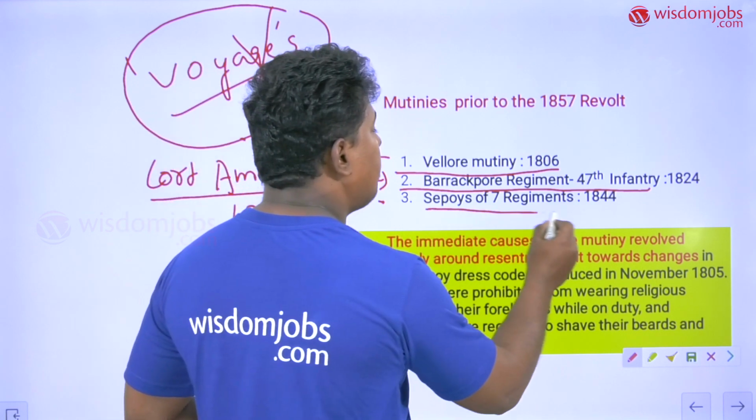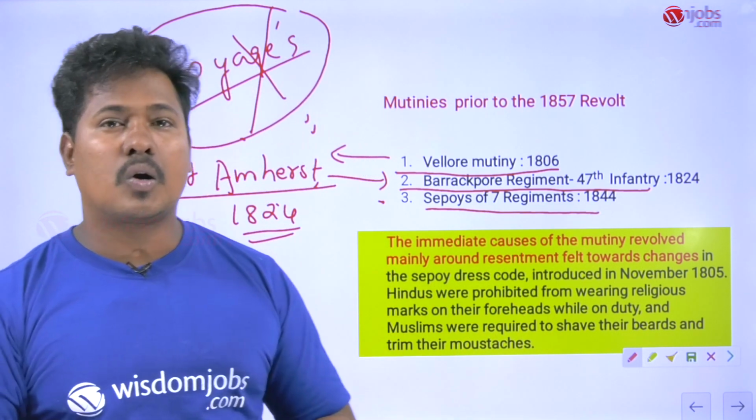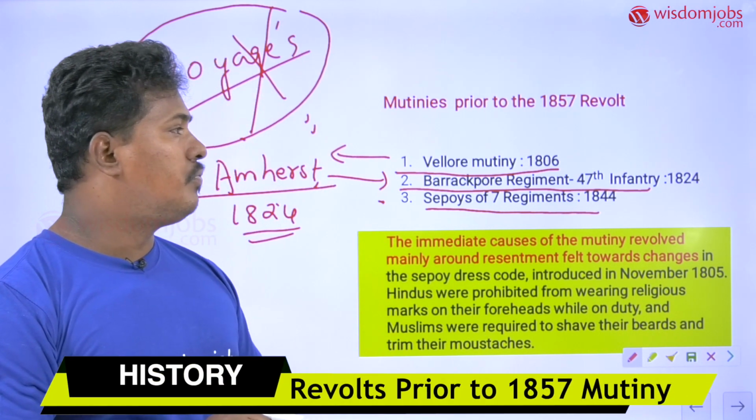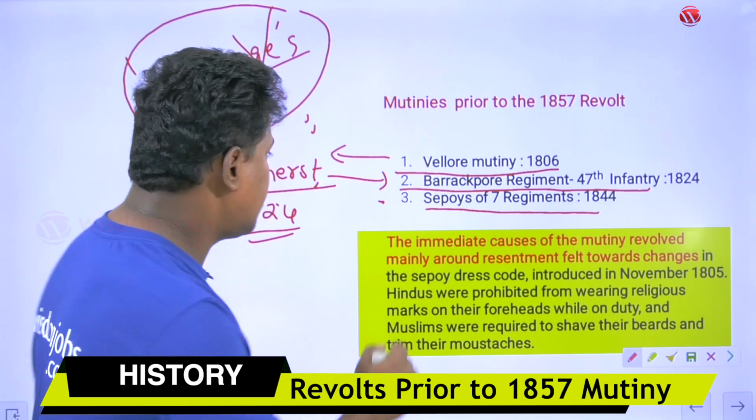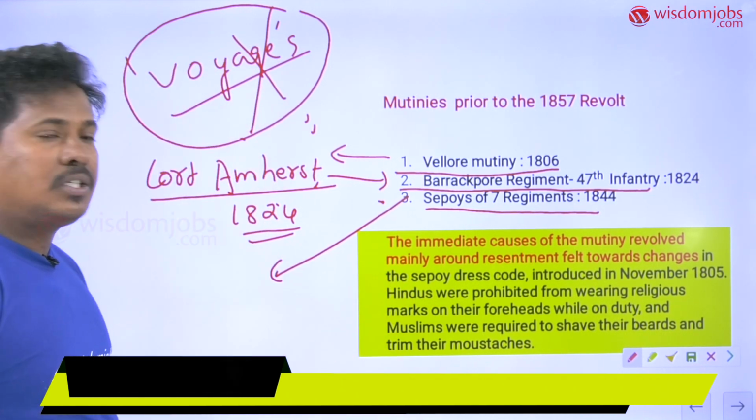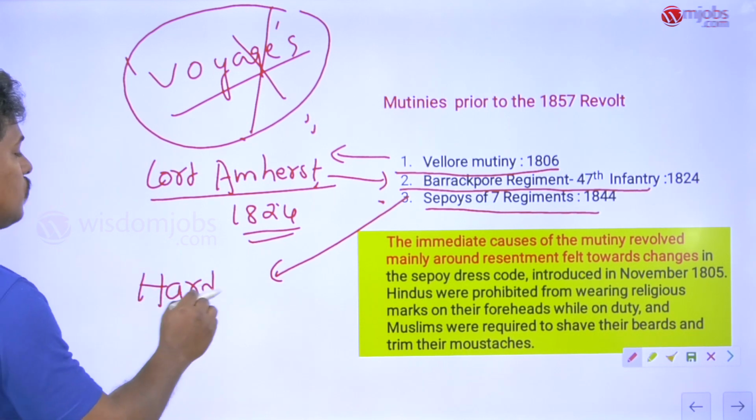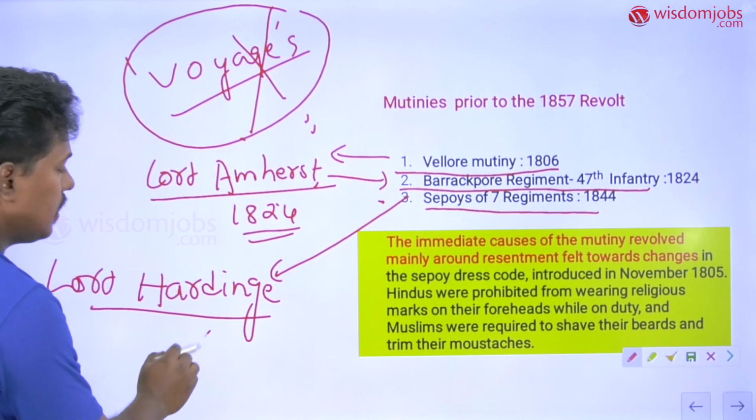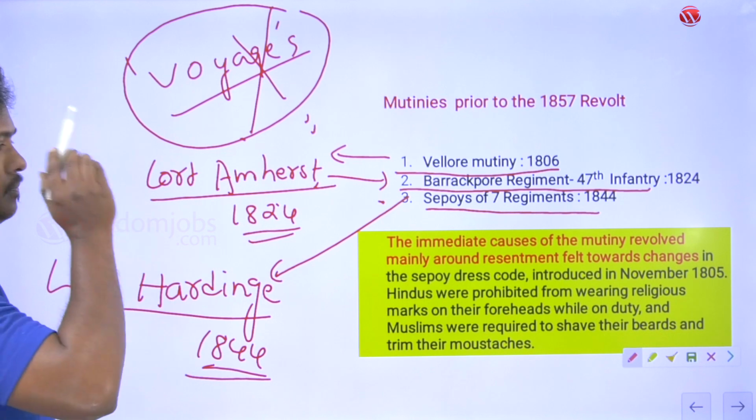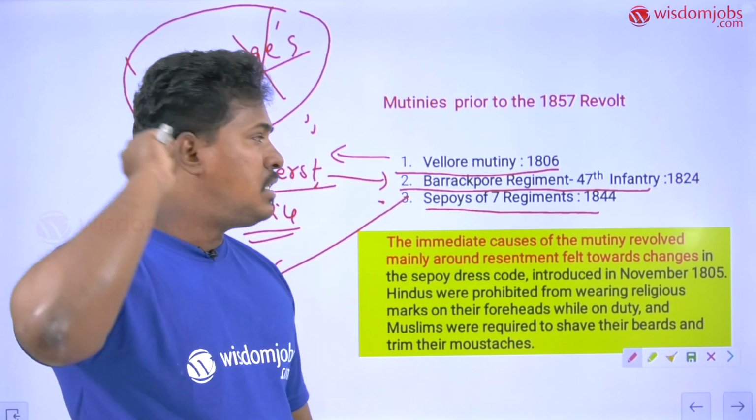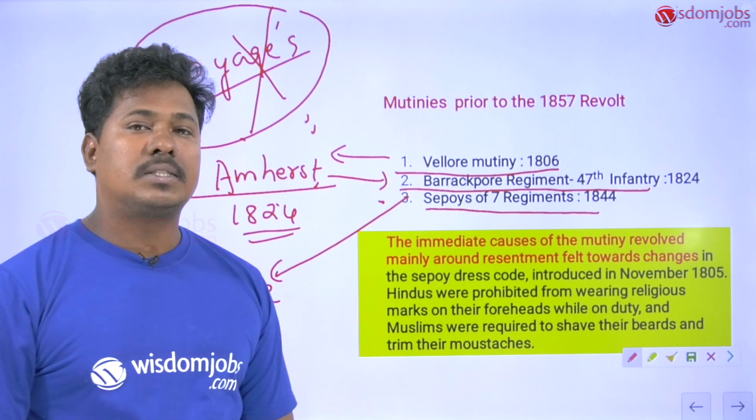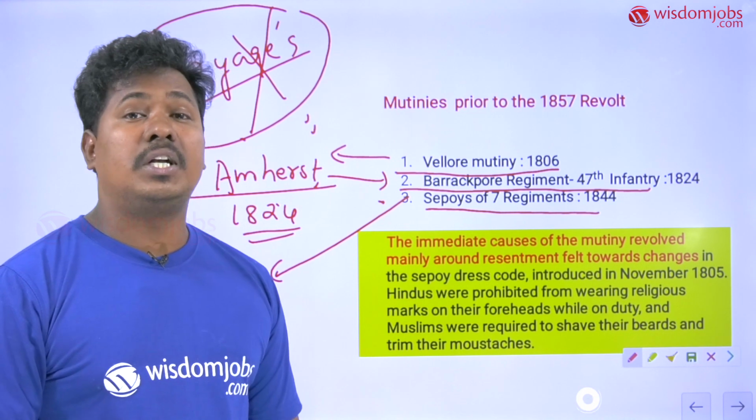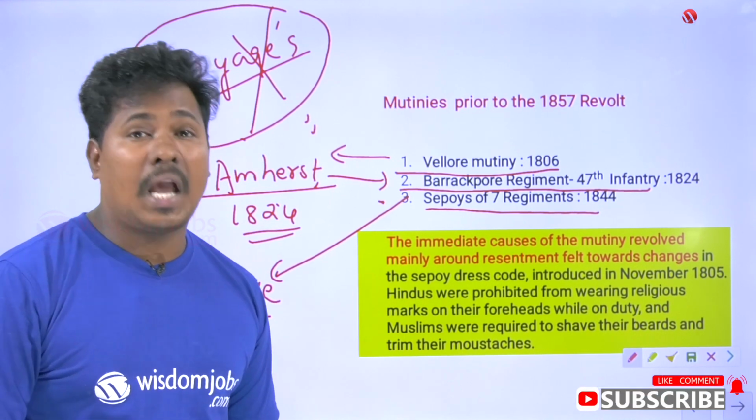Next, the third one was the Sipais of 7 regiments across the Indian subcontinent, who fought against the British soldiers in the year 1844. At that time Lord Hardinge was the Governor General. During Hardinge's time, Sipais of 7 regiments fought against the British soldiers as there was a lot of racial discrimination in the military camps.